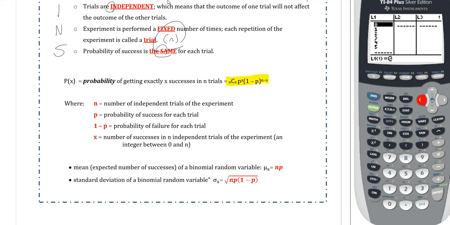It's shown as nCx, which is a combination of n choose x, and then you have the probability to the x power times 1 minus the probability to the n minus x power. Now again, that does look more complicated than it is, and we've actually already done this in practice. We've done a couple problems where we used this formula, but we didn't know that we did, and I'll explore that more in depth on the next page.